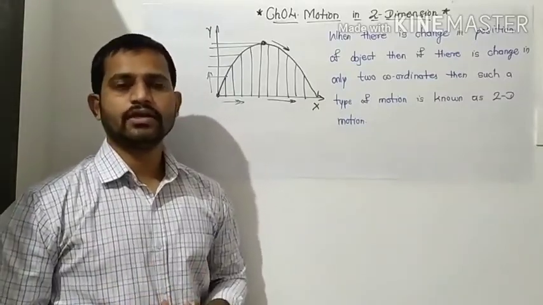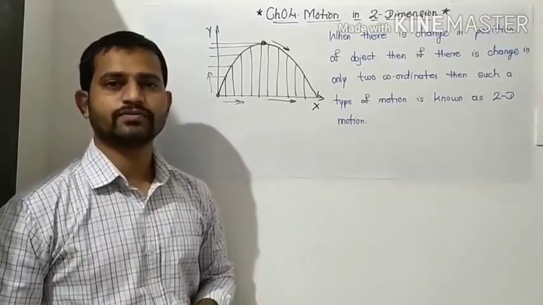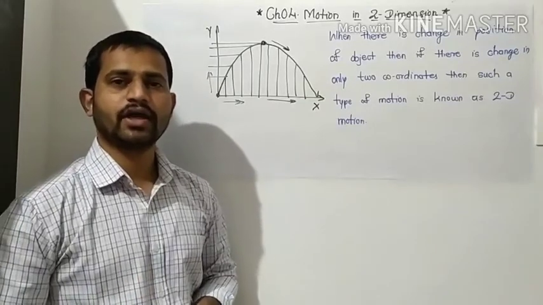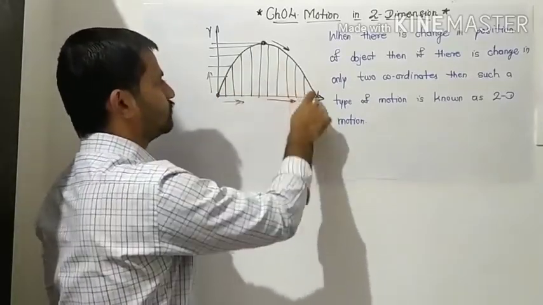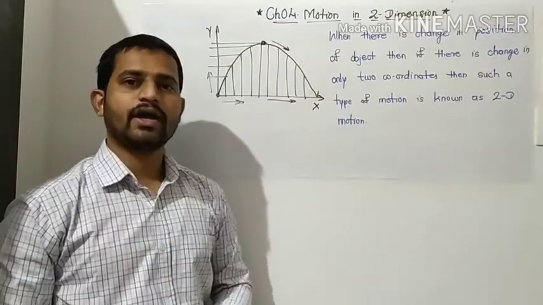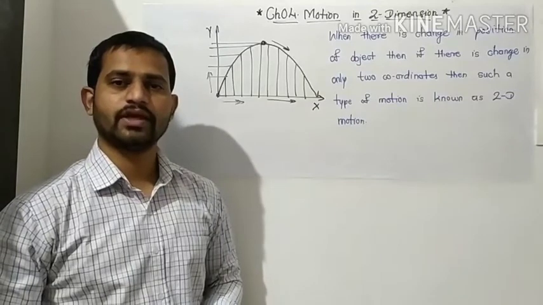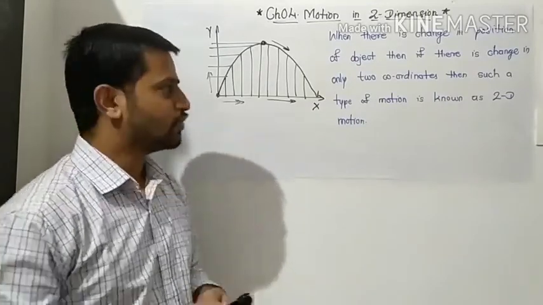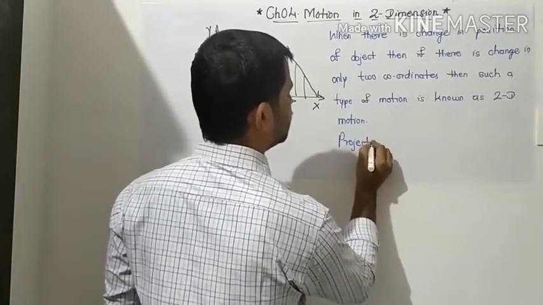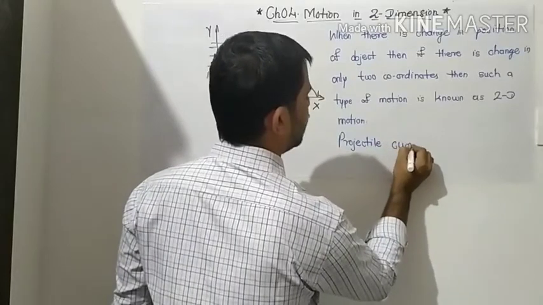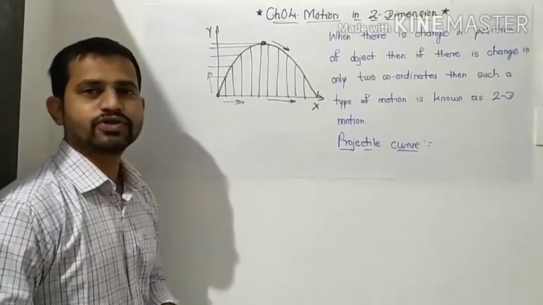Then if you think about this motion, you can come to know how the graph of the motion looks, how the body is changing its position and how it is performing its length of path. It is going by this curve, and in two dimensions, this type of curve is known as the projectile curve. We have to study this curve in detail. I am just giving you the introduction that this type of curve is known as the projectile curve.